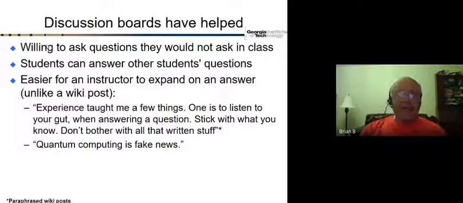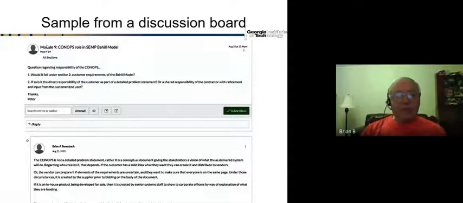Anyway, here's an example of a discussion board. A discussion board allows you to go into great detail in answering a question. You can attach things and so on. And you can ask detailed questions. The nice thing about it is the whole class, all of the students in the class, can see the answer. And usually it's pushed to their emails so they're alerted that there's an answer to a question. So that's very useful. It's one of the positive things.